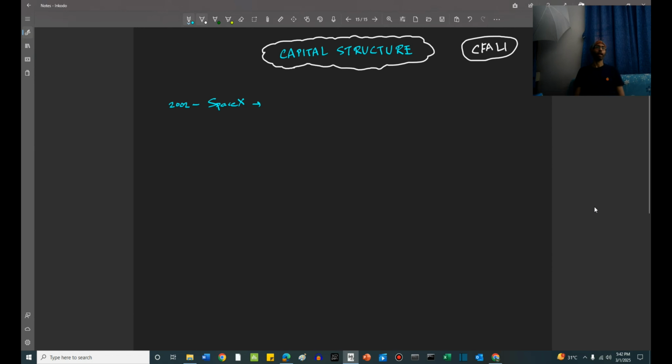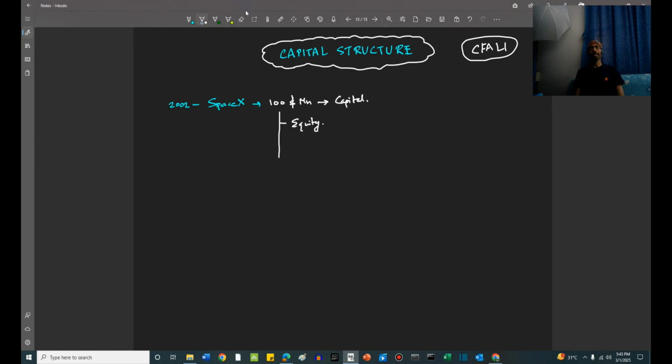His aim is to make space travel cheap and spacecrafts reusable, right? So he needs a lot of capital, right? Let's say he needs a total of $100 million initially. Now, that is a lot of capital, right? How does Elon Musk plan on raising this capital? Let's say he decides to check out 3 or 4 options. One is he thinks about selling equity.